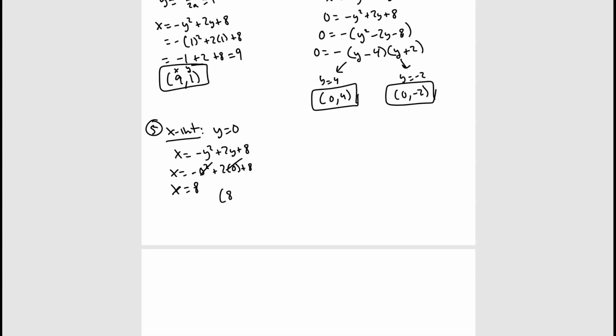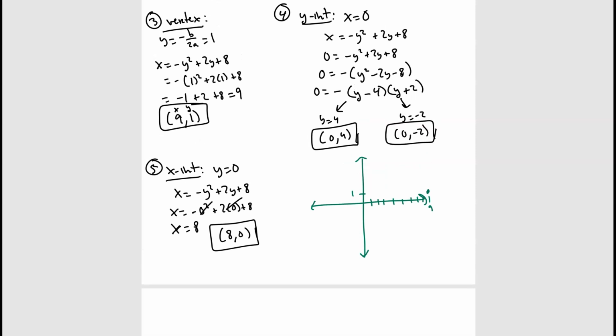So you're going to have 8, 0. This is going to be my x-intercept. And now we're ready to graph. So first, let's plot the vertex, which is going to be 9, 1. So 1, 2, 3, 4, 5, 6, 7, 8, 9, and then 1. It's going to be right there.